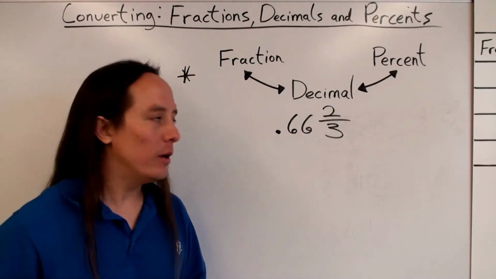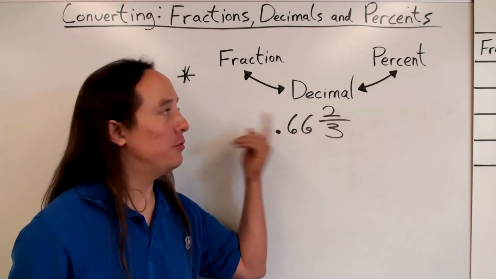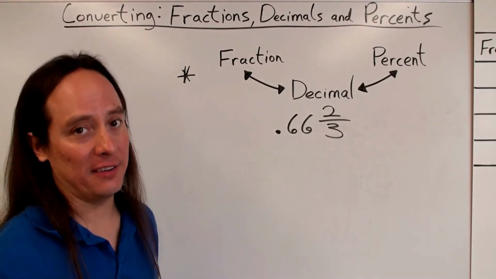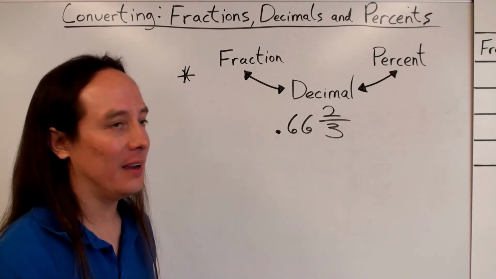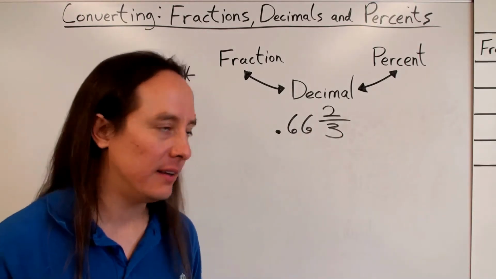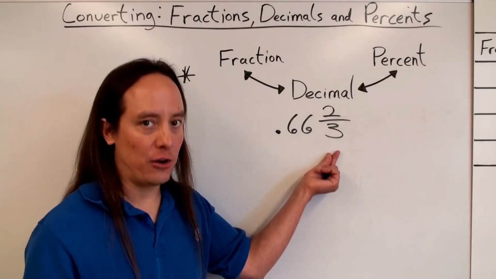First of all, where do you want to convert it to first? Maybe we'll do fraction first this time, okay? So how do we convert it to a fraction? This is where it's hard. This is the hard one, okay? To do that, we have to know how to say this decimal without saying point. So this would be 66 and 2/3 hundredths.